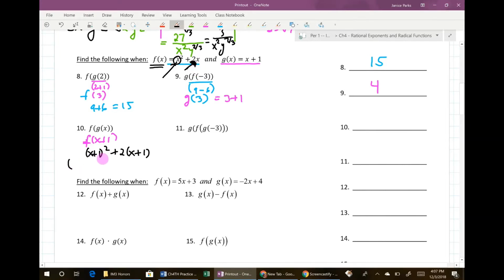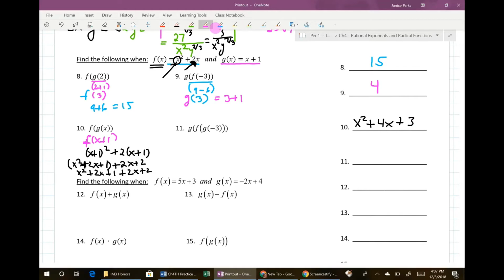So x plus 1 times x plus 1 is x squared plus 2x plus 1. And if you distribute this 2, you're going to get 2x plus 2. So if you add x squared plus 2x plus 1 plus 2x plus 2, you will get x squared plus 4x plus 3.